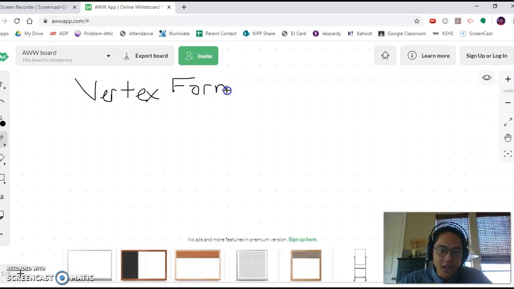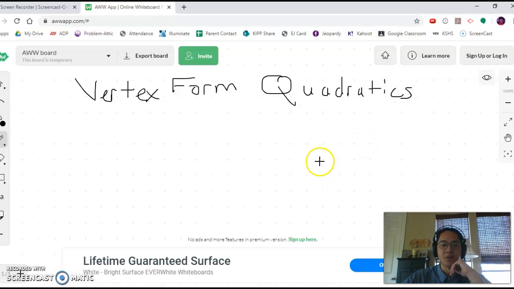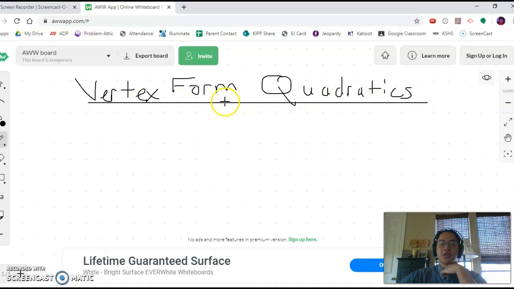This is vertex form of quadratics, okay? Quadratics. Now we did cover this topic right before we left, but I know it's been a while, so I want to do some decent review, okay? Vertex form of quadratics, okay?